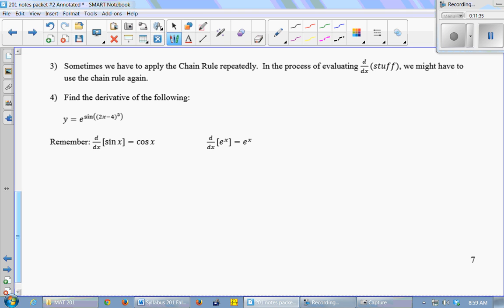This is a composition of 4 functions, right? My innermost function is the 2x minus 4. It's being cubed. Then I'm taking the sine of it. Then I'm raising e to all of that. So this is a composition of like 4 functions.